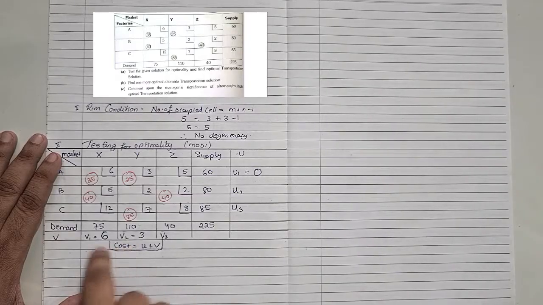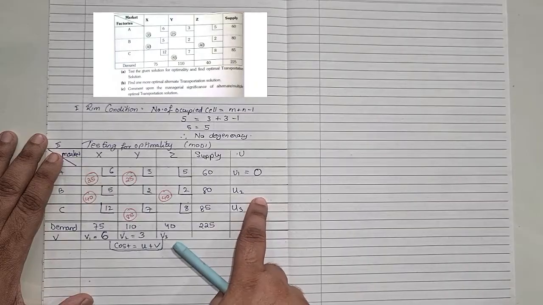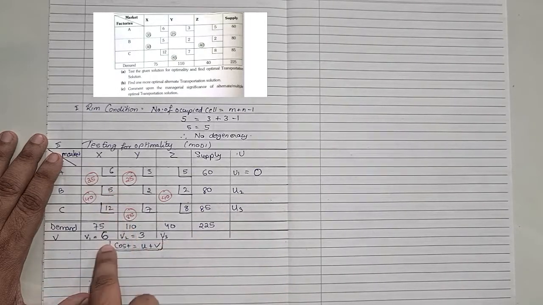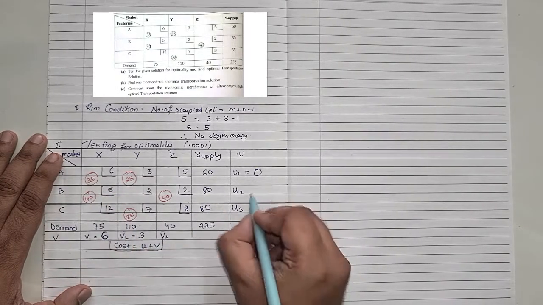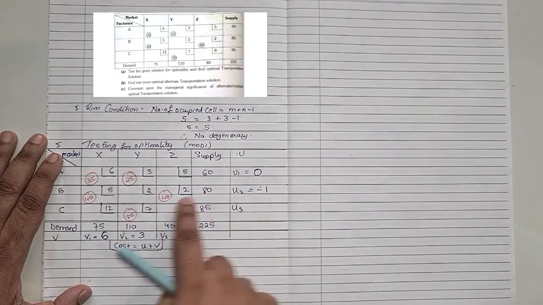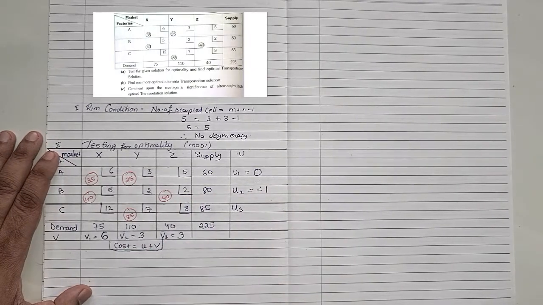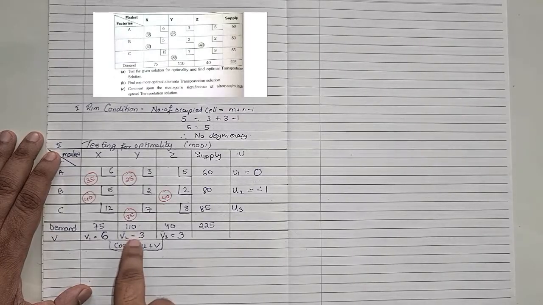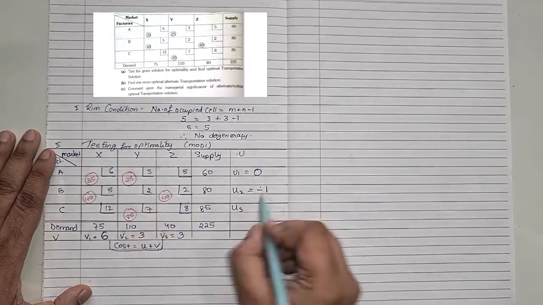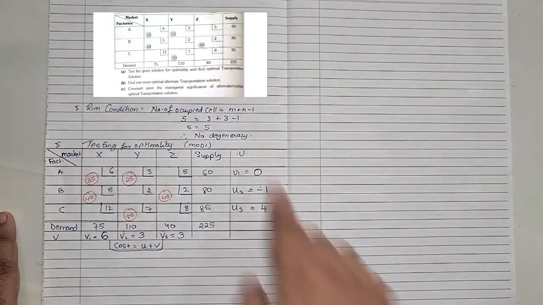Now using V1 I'll be able to find U2. So 5 minus 6 will give you -1. Now using -1 I can find the value of V3. So 2 minus -1 is positive 3. And now with the help of V2 I can find U3. So 7 minus 3 is 4. So with that we were able to find the values of U and V.